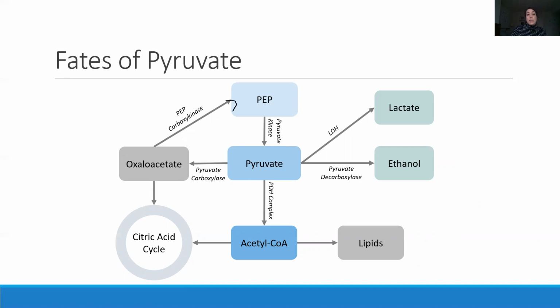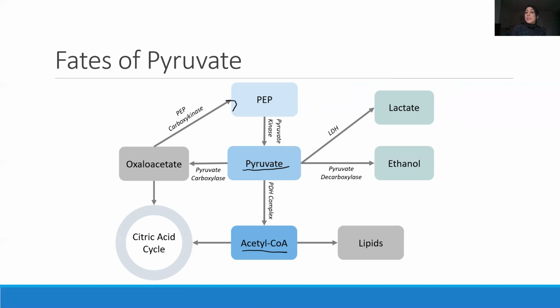Now, the step that we will be focusing on today and the fate of pyruvate is taking pyruvate and turning it into acetyl-CoA. Acetyl-CoA is a molecule that is used extensively in the citric acid cycle, but it is also used and utilized by lipids. It can actually be produced by lipids if we're breaking down lipids. So if we're doing a catabolic process of lipids, we will make acetyl-CoA.